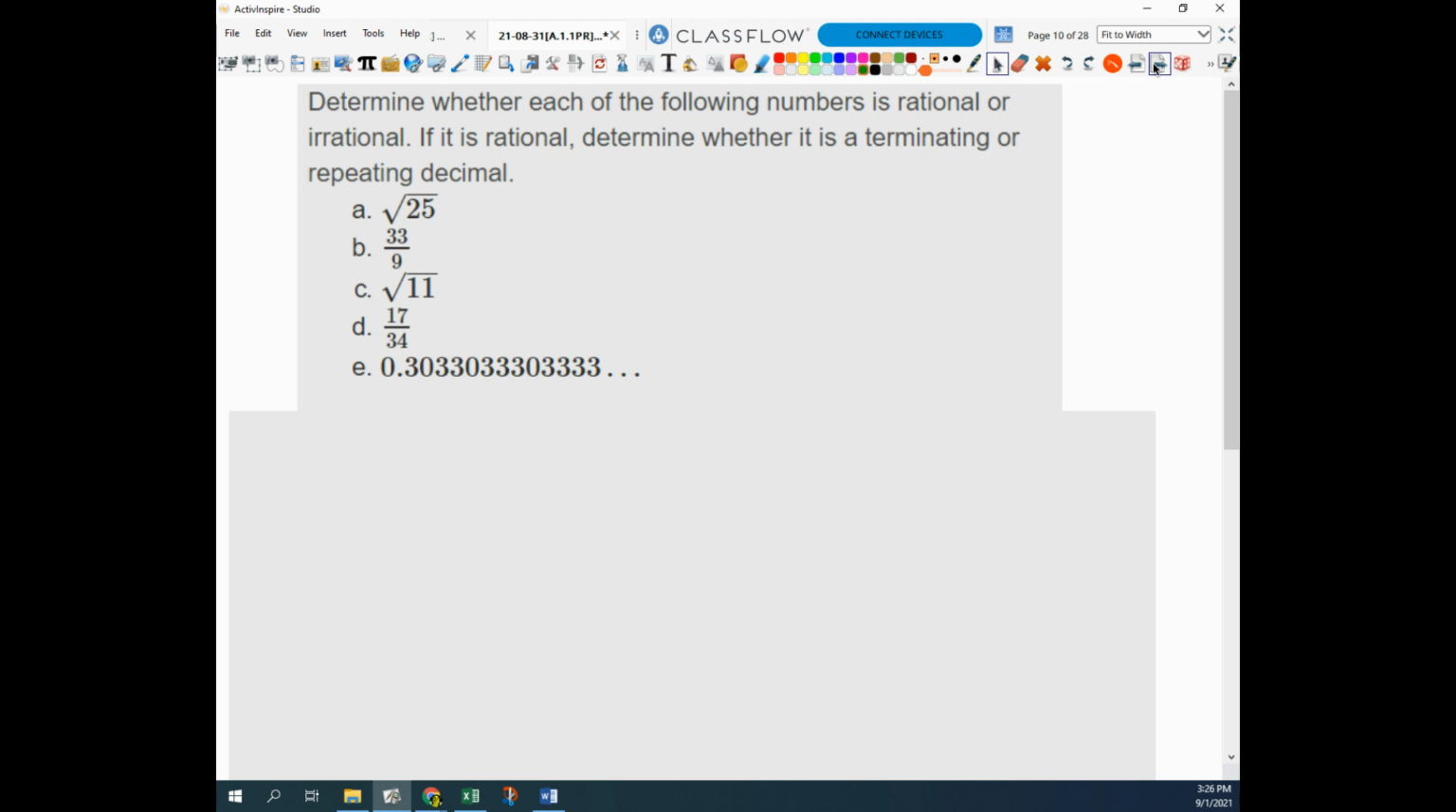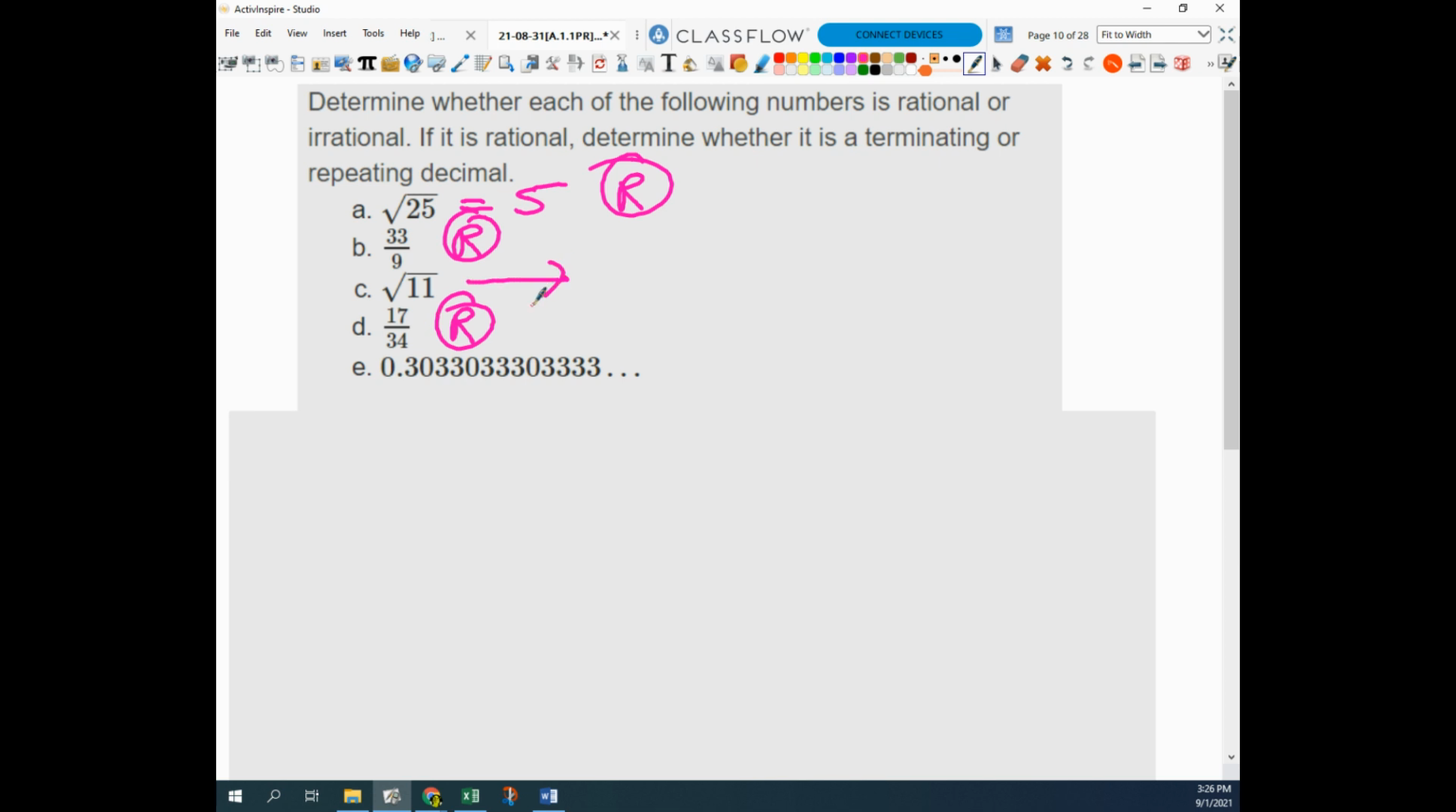Yeah. So the moral of the story here is you always want to simplify whatever you're looking at first. Write it as simply as possible. The square root of 25 is just 5. So that's rational. Well, obviously B and D, what are those? Rational or irrational? Rational. They're fractions, right? So they can be written as a fraction. So those are clearly rational.